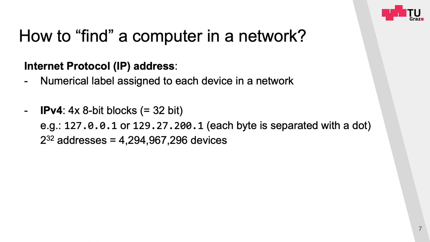And since one such 8-bit block only consists of 8-bit, we can only store numbers from 0 to 255. So the maximum number which you can store with 8-bit is 255. And in total, since we have 32 bits available, we can assign in total 2 to the power of 32 labels. Which means we can address about 4 billion devices using this version of the Internet Protocol.